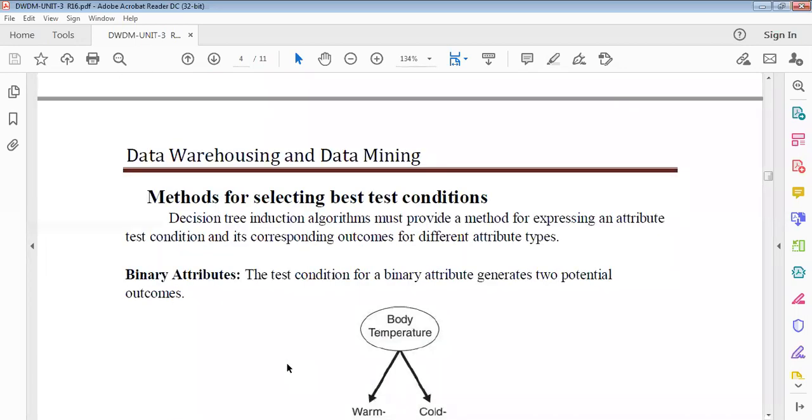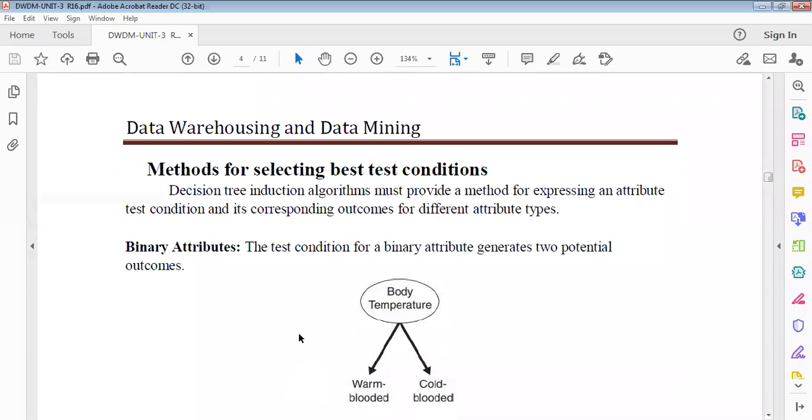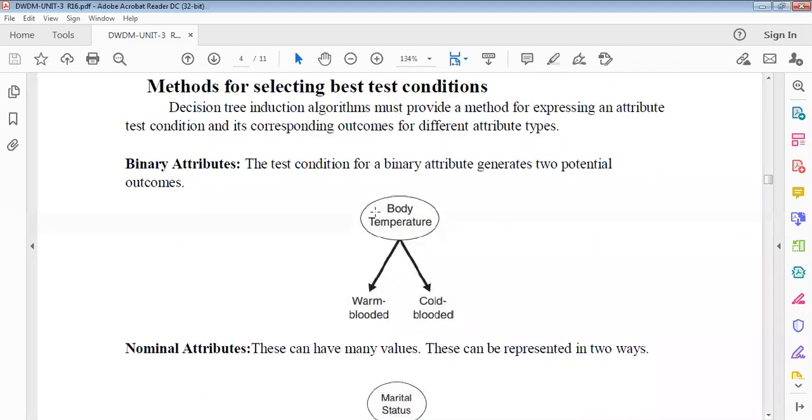Here you can see body temperature, like warm-blooded and cold-blooded. Whenever you use binary attributes, only two outcomes are possible, either true or false. That is the test condition you apply to select the best test condition. So body temperature is represented as either true or false, that is, warm-blooded or cold-blooded.